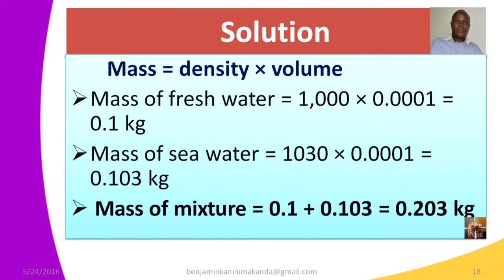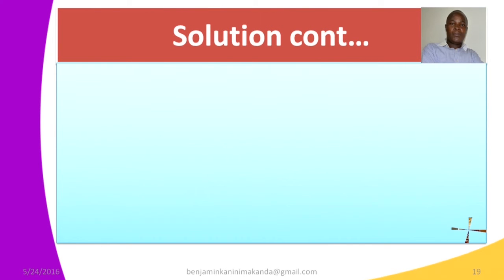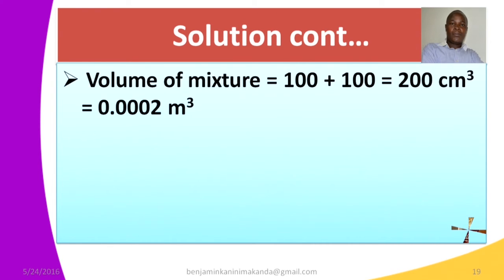Now, having this, we move on. We calculate the volume of the mixture. Volume of the mixture is given by adding the volume of the seawater plus the volume of the fresh water. So volume of the mixture is equal to 100 plus 100, which is going to give us 200 centimeters cubed. Remember, 100 is the volume of the seawater plus this other 100, which is the volume of the fresh water, giving us 200 centimeters cubed, and this is going to be 0.0002 meters cubed.